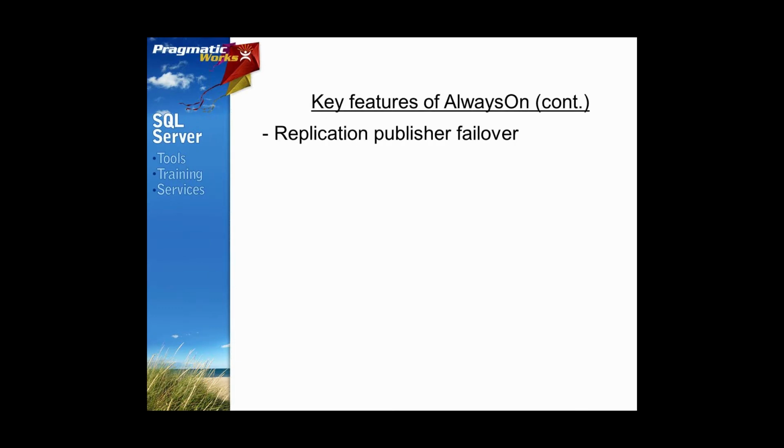Another key feature is that you can have the replication publisher failed over to any of your secondaries, and that is really awesome because right now you can't do that. And the same with file stream replication. They've actually added that in, and you can fail over and the file stream will actually work.